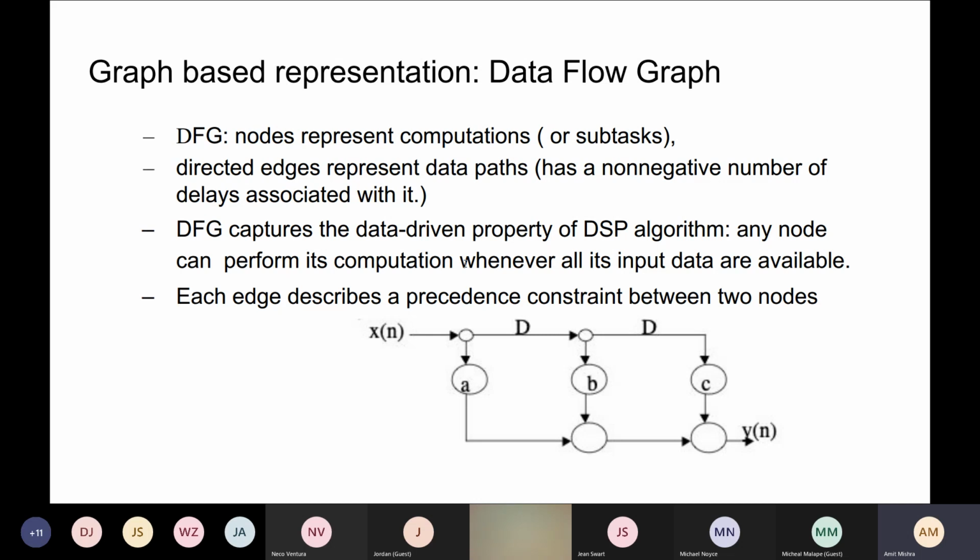So which means that in a DFG, or data flow graph, the edge itself is describing a precedence constraint, which means that if there is an edge from A to B, as we discussed, operation A has to finish before operation B can start.